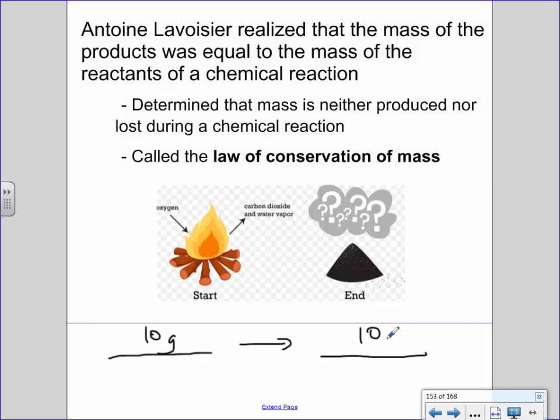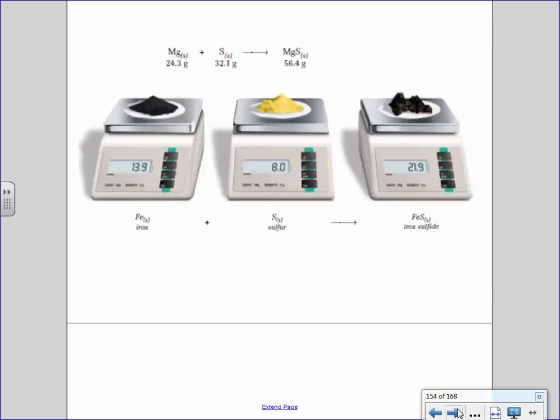if you do a chemical reaction, he realized that it always ended with the same amount. However much mass you start with, you always end with that same amount. Hence the name law of conservation of mass. But we need to make sure that we show that when we write our chemical equations. And I'd like to show you how we do that on paper on my next slides here. Okay. Here's another picture, kind of illustrating what he did. He took some magnesium, 24.3 grams of it.